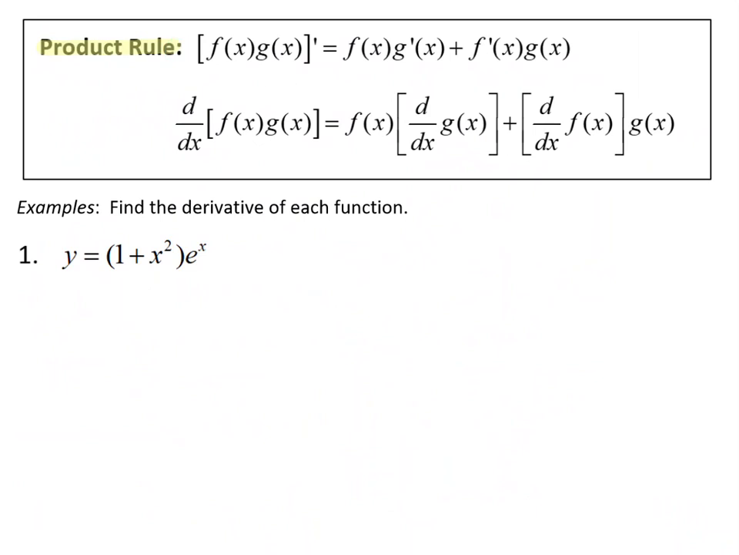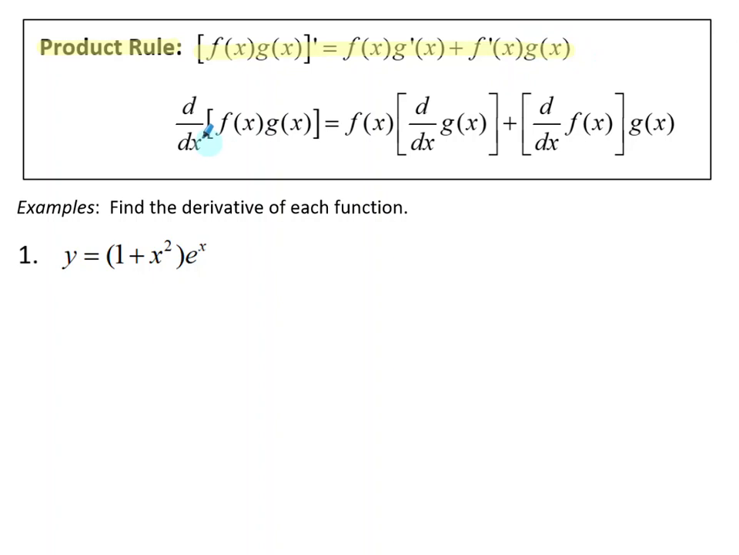The product rule tells us that the derivative of the product of two functions, or f of x times g of x prime, is f of x times g prime of x plus f prime of x times g of x. That needs to be committed to memory. We can think of it as one function times the derivative of the other function plus the derivative of that first function times the other function.